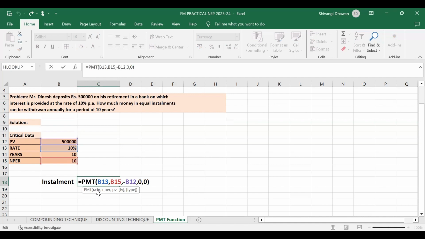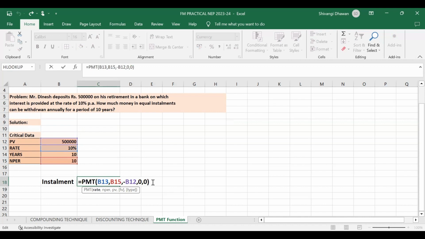start the bracket to activate the function. Rate is 10%, number of periods is 10, present value is 5 lakh, insert a negative sign in order to get a positive value. Similarly, just like we did in present value and future value functions, FV is not given to us, we'll take 0, and in type also by default we are taking 0 as nothing is mentioned about the end or beginning.